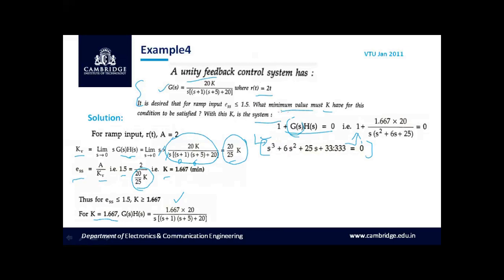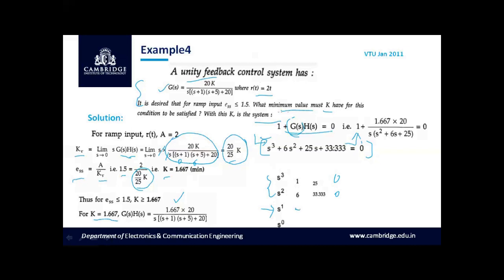Now we have reached exactly this point, in which the procedure is very simple. We have to write the s terms first. That is, we are going to generate the Routh array right now. I have written s cube, s square, s to the power 1 and s naught. And we know to fill up the first two rows, taking the coefficients starting from s cube: 1, 6, 25, 33.33, 0, 0.